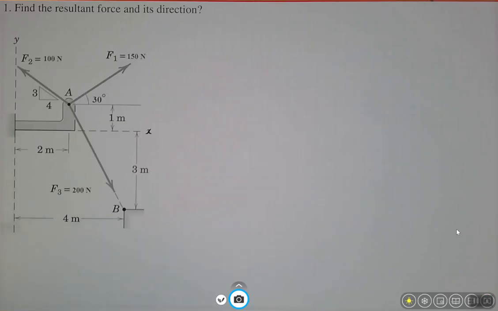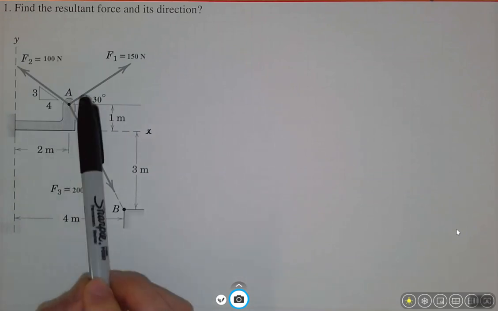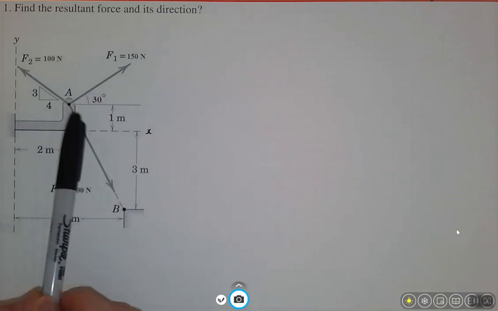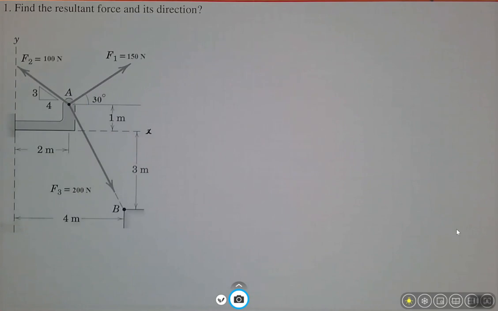So let's get started. We'll start with the first question. In this question we have 3 loads, F1, F2 and F3, and the question asks us to find the equivalent of these loads, or the resultant force. If we combine these 3 loads, what is the equivalent and its direction?